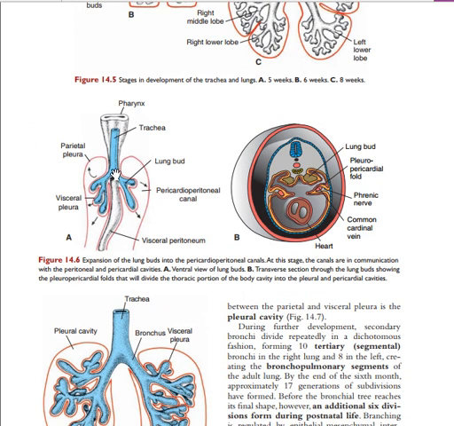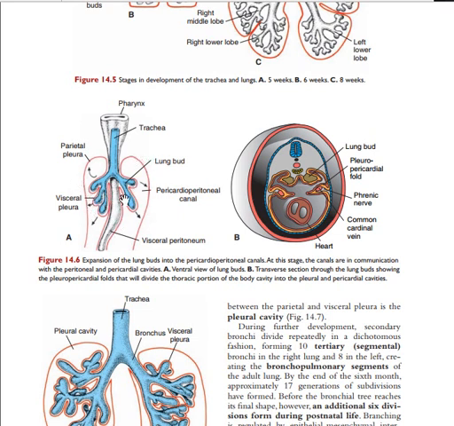Now we need to know that after the mesoderm has enclosed this, we have the formation of the different cavities, like the pleural cavity. As the lung is going to be enclosed, you also have a pleural cavity that is going to be produced. You have a visceral pleura, which is directly in contact with the lung buds, and then you have a parietal pleura outside.